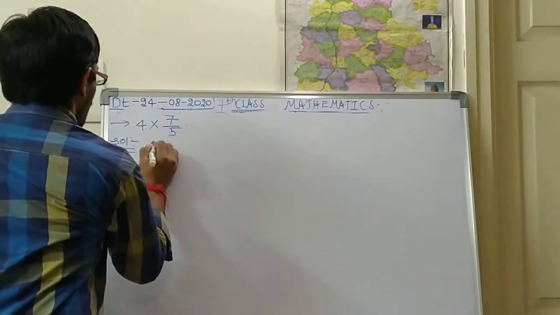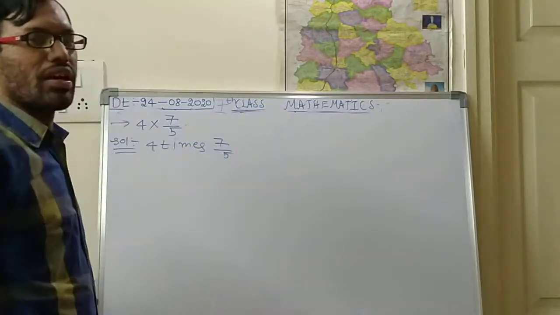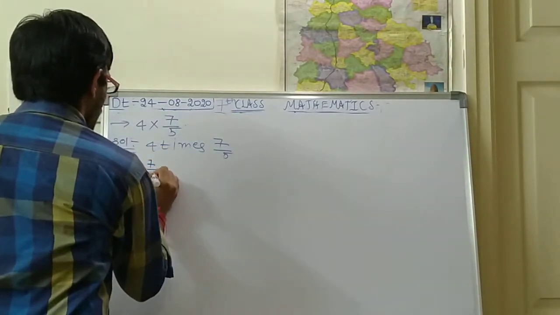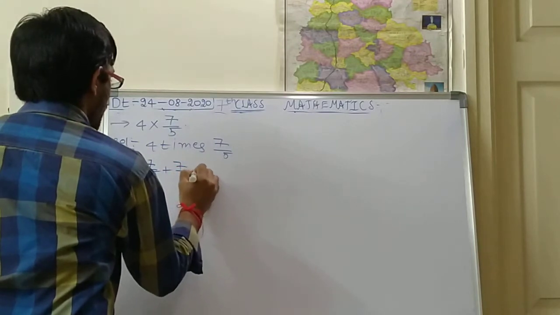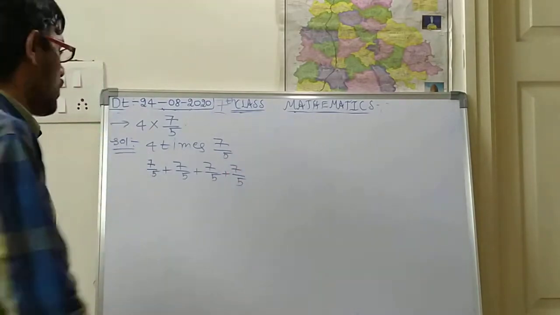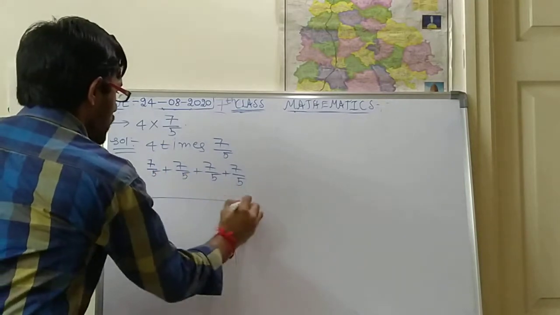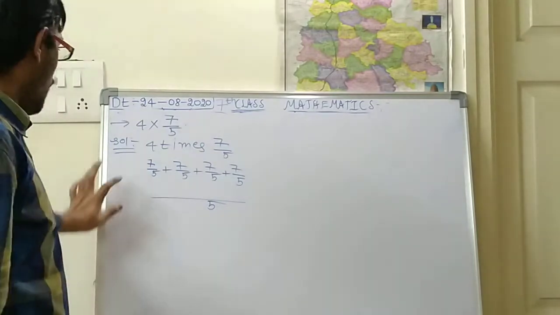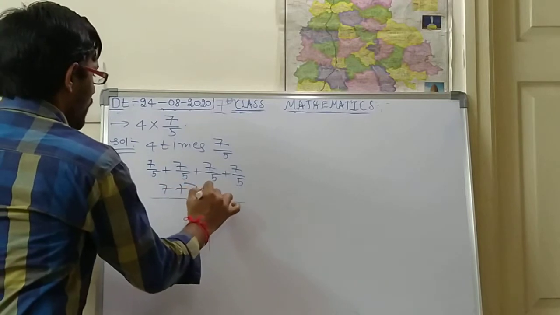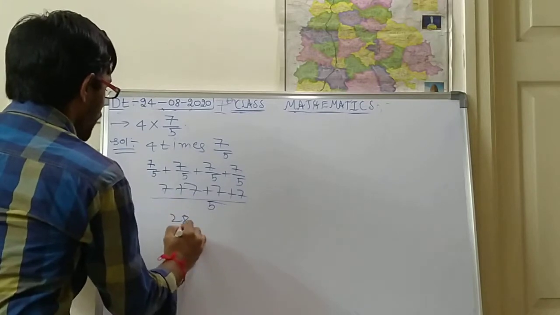So how you should do? 4 times 7 by 5. Okay, after this, 4 times 7 by 5 means 7 by 5 plus 7 by 5 plus 7 by 5 plus 7 by 5. Like this, 4 times. Now you should add all these things. So what is the LCM? 5 5 5 5. So LCM is also 5 only. Okay, so after this, 7 plus 7 plus 7 plus 7. So 7 4 times, 7 4s 28 by 5.